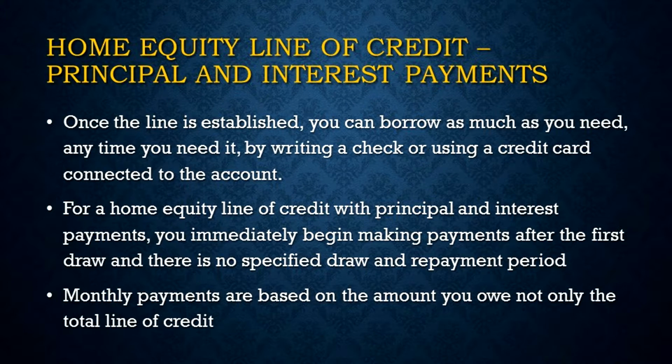On some types of interest-only lines of credit, there is a specific draw period. It's normally about 10 years, and then it usually goes into a 15-year repayment period. And monthly payments are based on the amount that you have outstanding, not your total line.